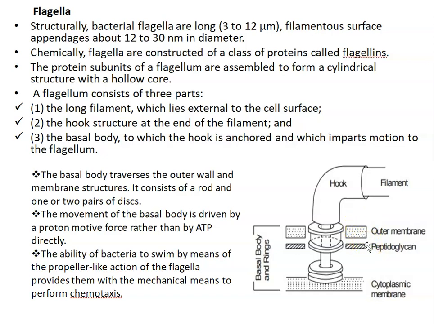It consists of a rod, this is the rod, and one or two pairs of discs. These are discs. Movement of the basal body is driven by proton motive force rather than by ATP directly. What are ATPs? ATPs are energy-rich molecules, right? The ability of bacteria to swim by means of the propeller-like action of flagella provides them with a mechanical means to perform chemotaxis. Now, what is chemotaxis? Chemotaxis is the movement of an organism in response to a chemical stimulus, right?